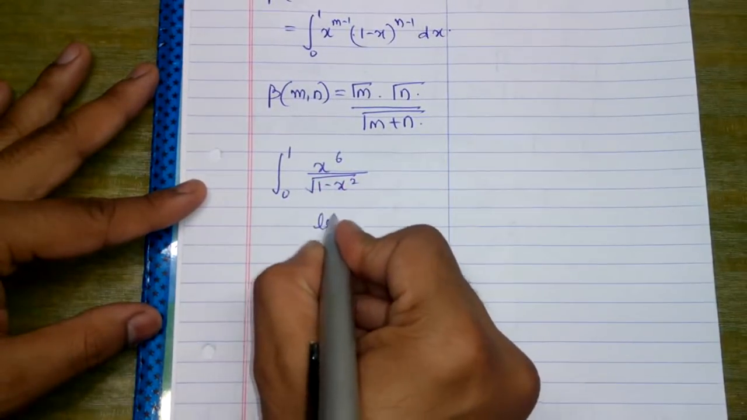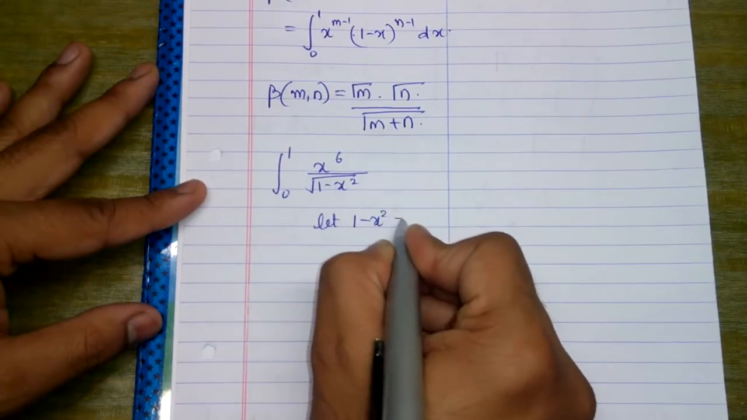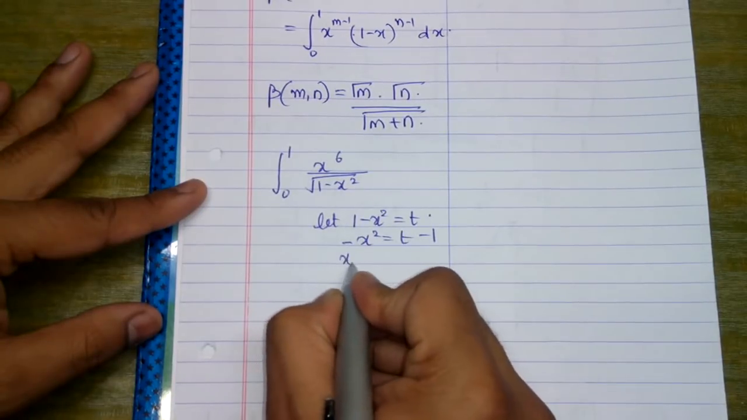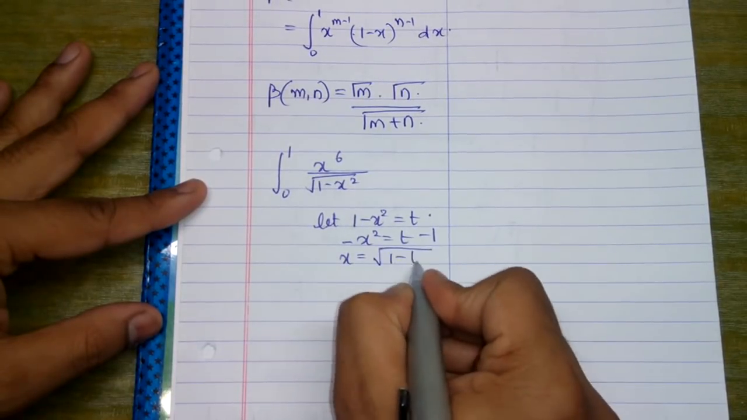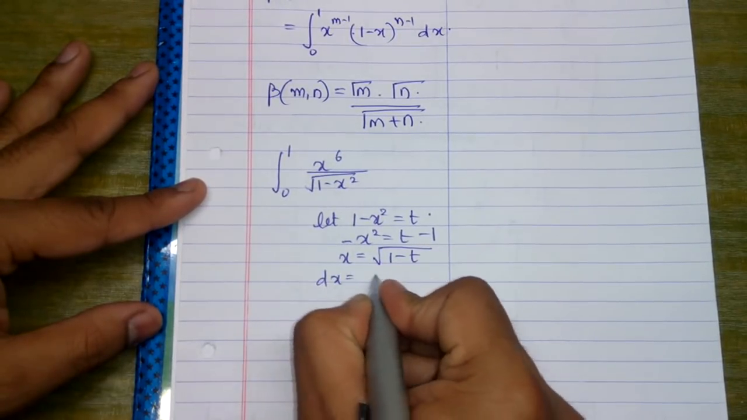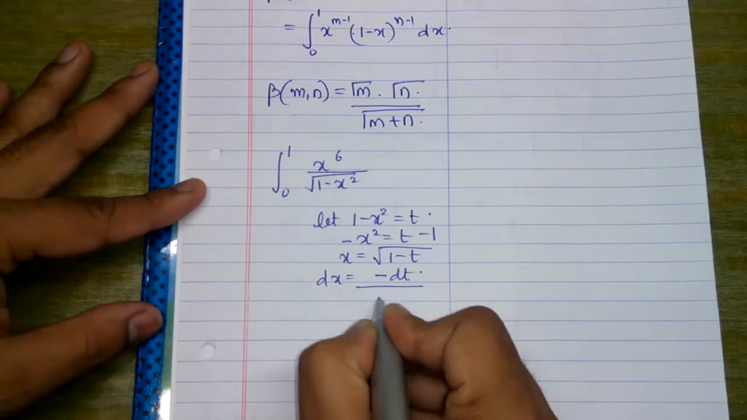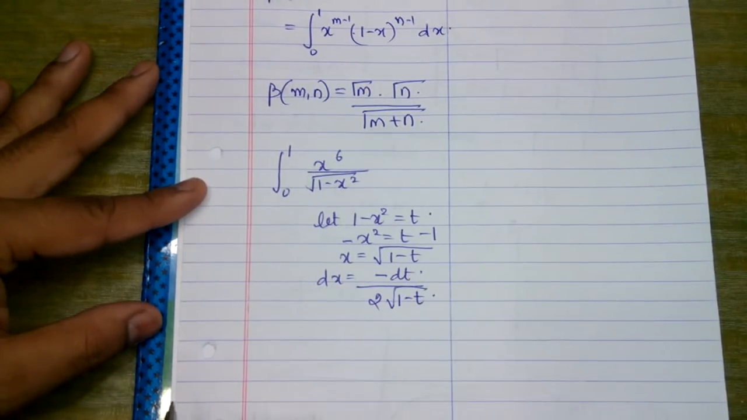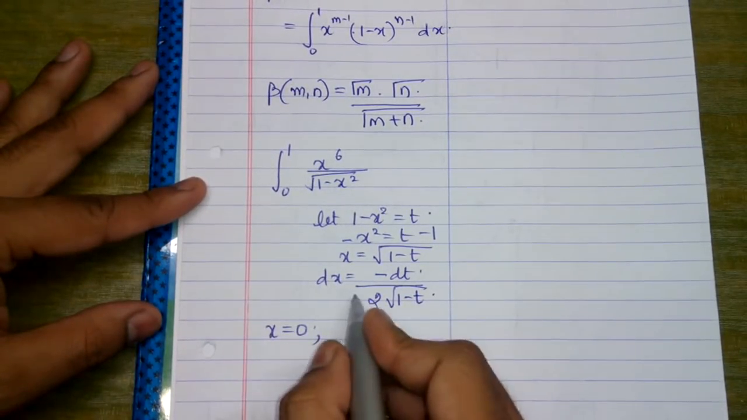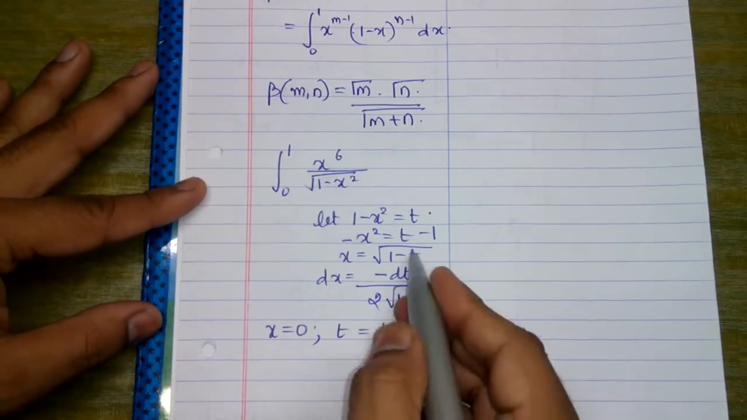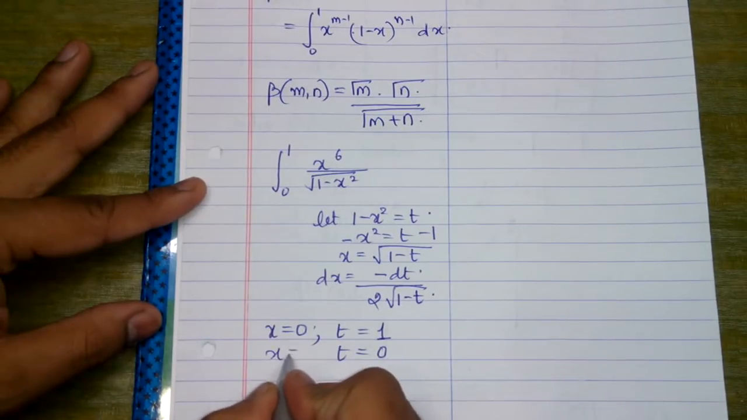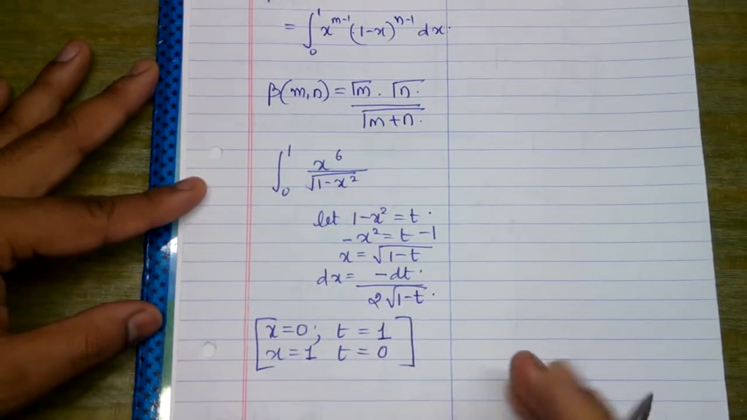So what we are going to do is, we are going to assume, let 1 minus x square is equal to t. So minus x square would be t minus 1. So x would be simply under root 1 minus t. Minus sign moved to the other side, so it becomes 1 minus t. And what would be dx? Dx would be simply minus dt upon 2 under root 1 minus t. And if we take the limits, at t is equal to 1, x is equal to 0. At t is equal to 0, x is equal to 1. So these would be the limits.